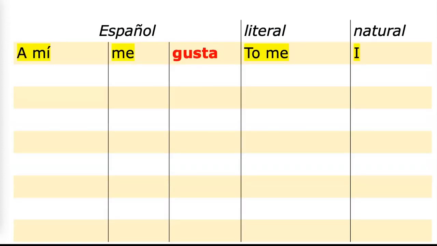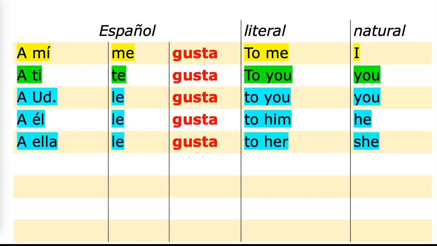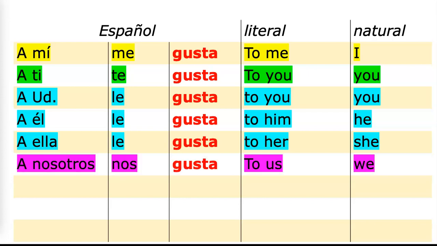So let's look how the doubling up will work. A mí means literally to me and I. A ti, to you, familiar, or you. Here's where we really clarify. If we say a usted le gusta, we're emphasizing that it's to you formal, that it is you who likes something. A él is to him or he likes. A ella is to her or she likes.